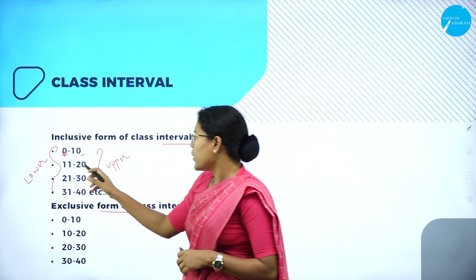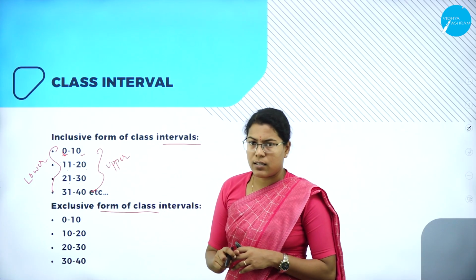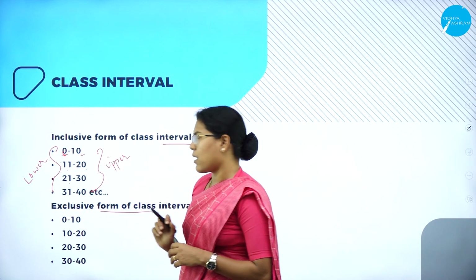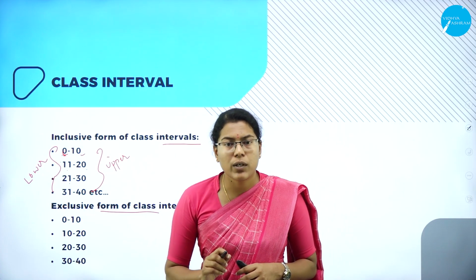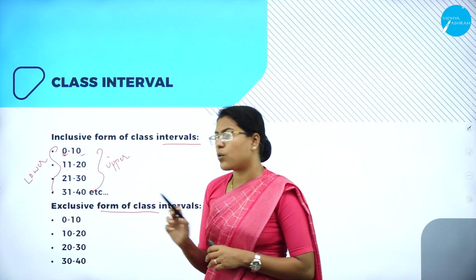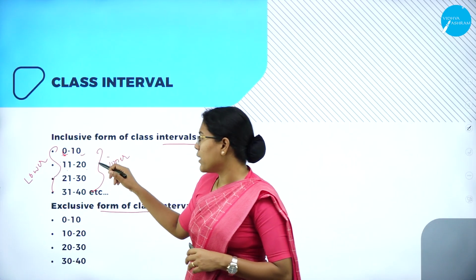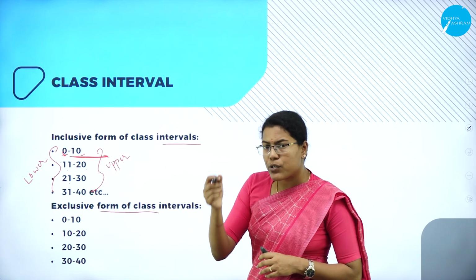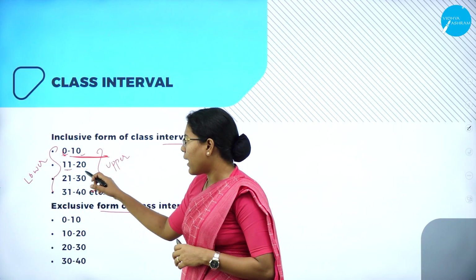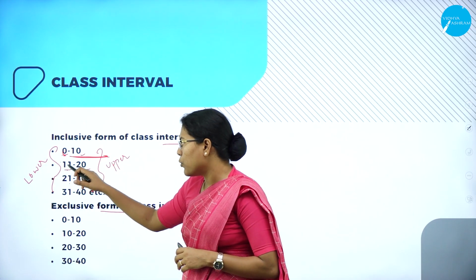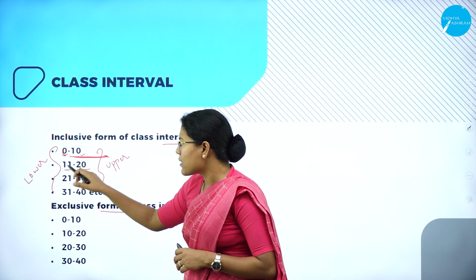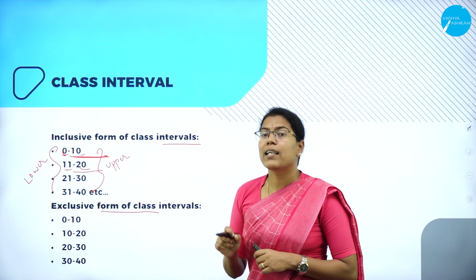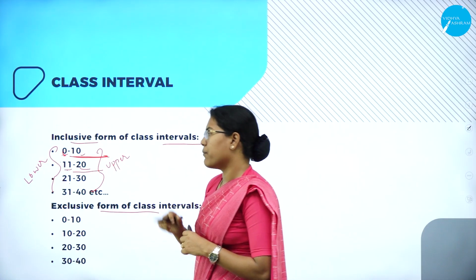Between the lower class and upper class, both the numbers are included in the same class. For example, a student who has scored 0 and a student who has scored 10 are both counted in this particular class only. And one more example, if a student has scored 11 and one more has scored 20, both the class limits of the same class are included in the frequency calculation, then it can be called inclusive.